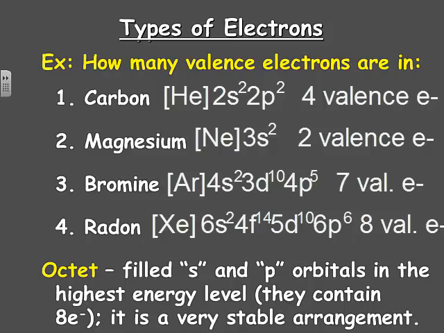Now, this brings us to the idea of an octet. Remember that if you have s and p orbitals at the highest energy level, then that's 2 electrons at the s and 6 to fill the p for a total of 8 electrons at the highest energy level. So that's called an octet of electrons, and it's a very stable arrangement.